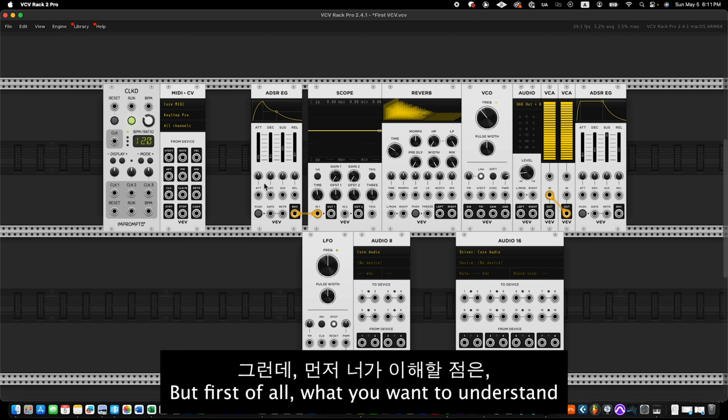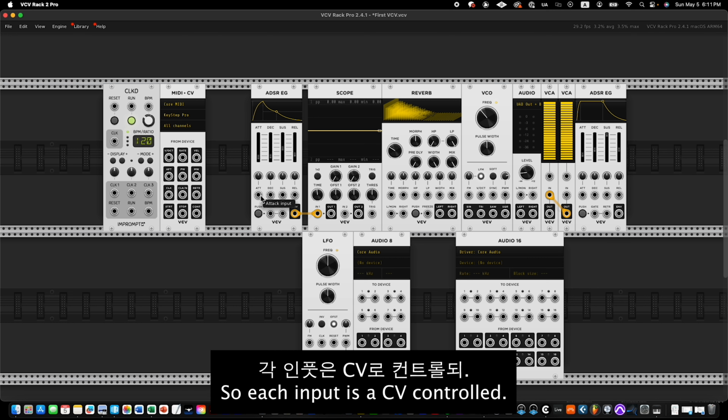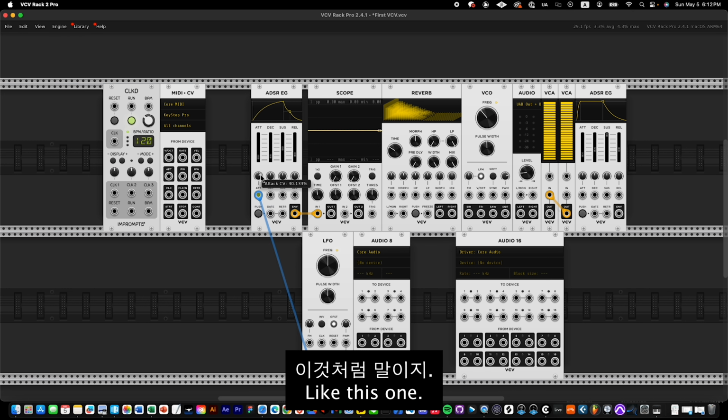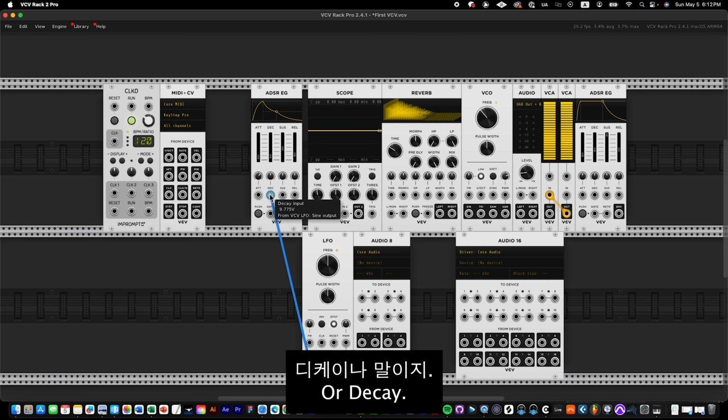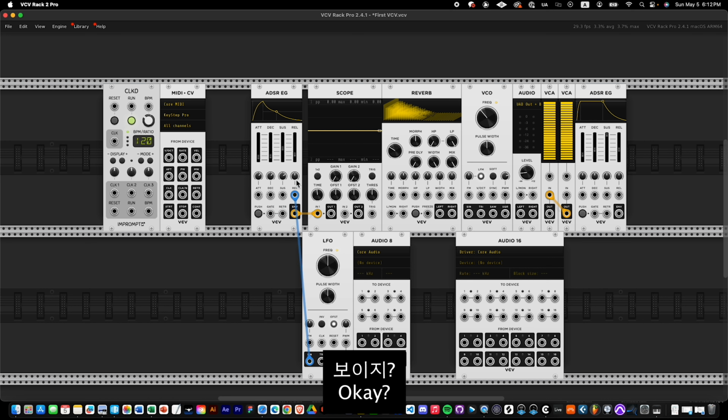But first of all, what you want to understand is this. All of these are called inputs, and each input is CV controlled. So you can control the CV with a sine wave, like this one, or decay, or sustain, and release.